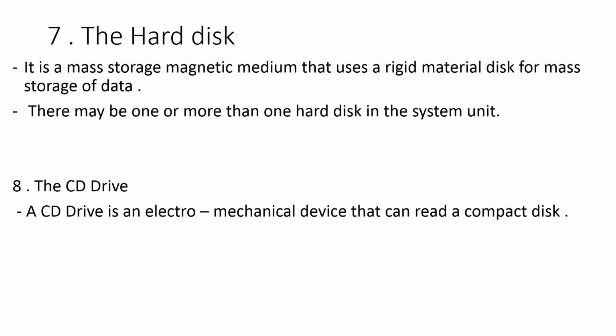Okay, now the definition of the CD drive is nothing but the electromechanical device that can read a compact disc. It means the CD drive is a device that can read a CD, a compact disc, so that we can access the information inside the CD whenever we want. Okay, fine. What is the CD drive? It is an electromechanical device that can read a compact disc. Okay.